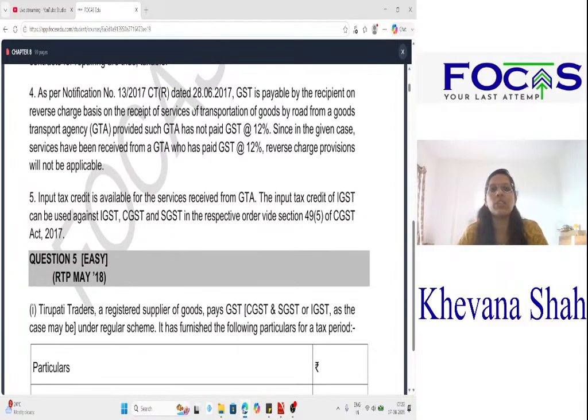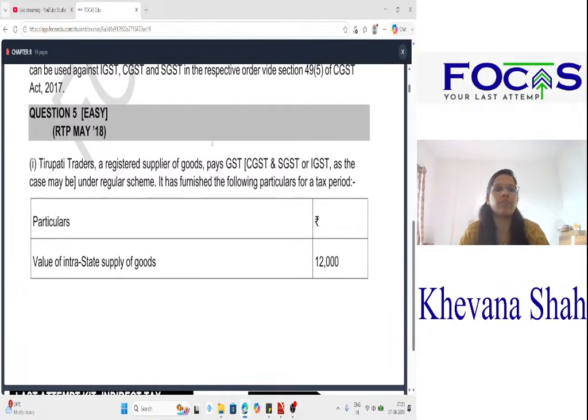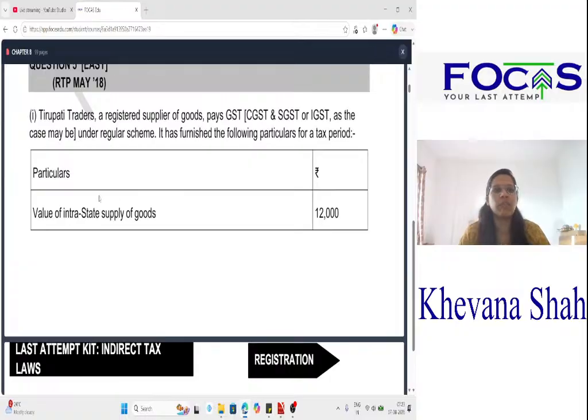Then as per the notification dated 28/6/2017, GST is payable by the recipient on RCM basis on receipt of services of transportation of goods by road from a GTA provided such GTA has not paid GST at 12%. But in our case, we were given that GTA has paid 12%, so that is the reason RCM provisions will not be applicable. And input tax credit is available for the services received from GTA. So we have taken that input credit of IGST, CGST and SGST.